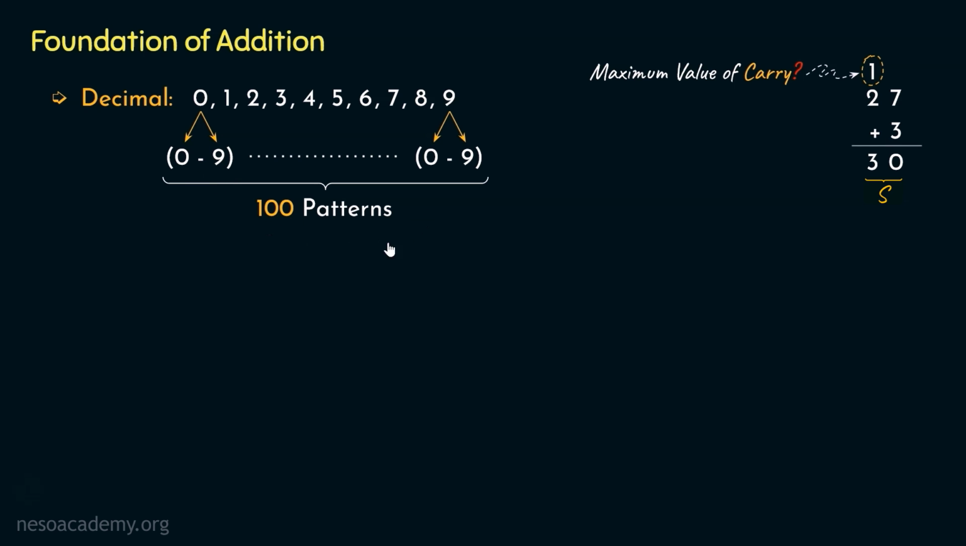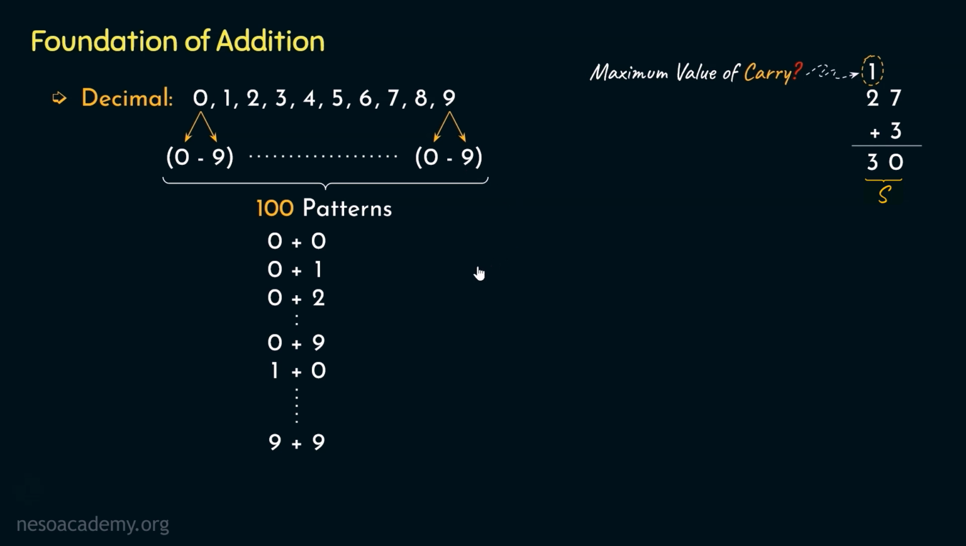Now, what exactly do I mean by 100 patterns? Well, the patterns are 0 plus 0, 0 plus 1, 0 plus 2, so on till 0 plus 9. All these 10 patterns, if we only consider 0 being added with all the other symbols. Now, after this, what is next in line? The next addition pattern is going to be 1 plus 0, isn't it? And so on, if we keep on adding the patterns, at last we will have 9 plus 9. That is, the addition of the largest symbols of decimal, 9 with 9.